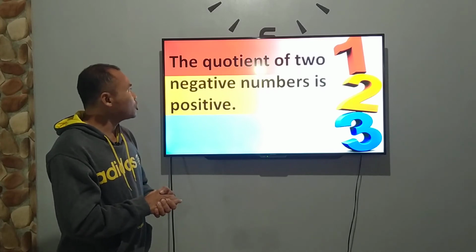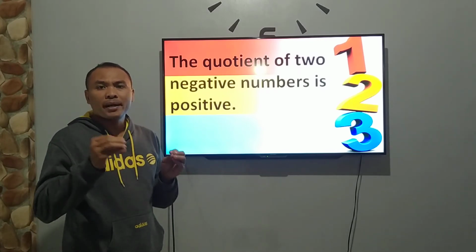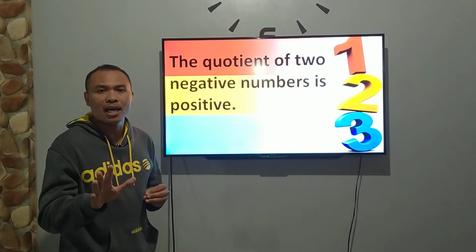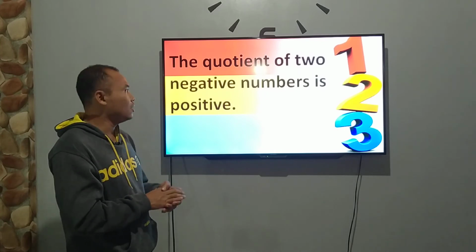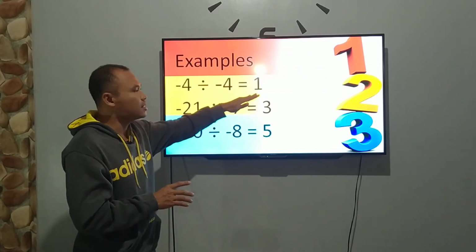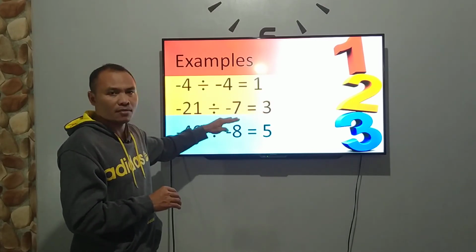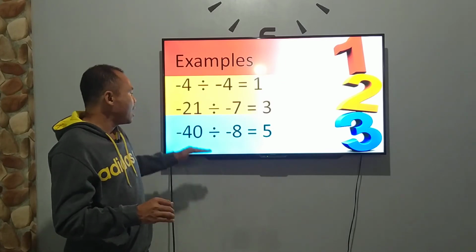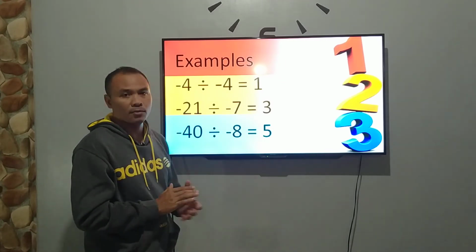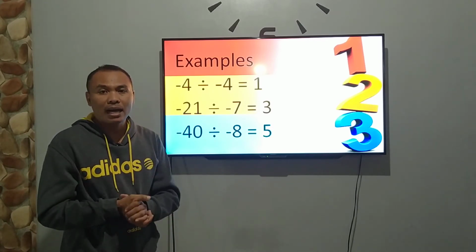Next, the quotient of two negative numbers is positive. So, pag parehas daw na numbers, pag i-divide mo, ang kanilang quotient ay positive. Example, we have negative 4 divided by negative 4 that is equal to positive 1. Negative 21 divided by negative 7 is equal to positive 3. And negative 40 divided by negative 8 is equal to positive 5. Napakadali lang, di ba, mga giliw kong taga-subaybay.